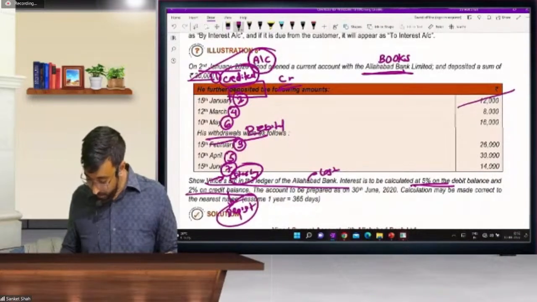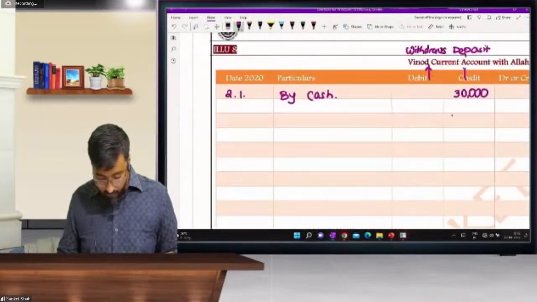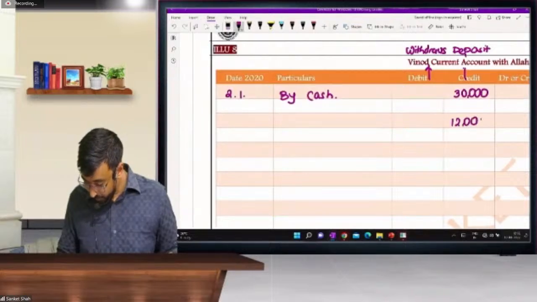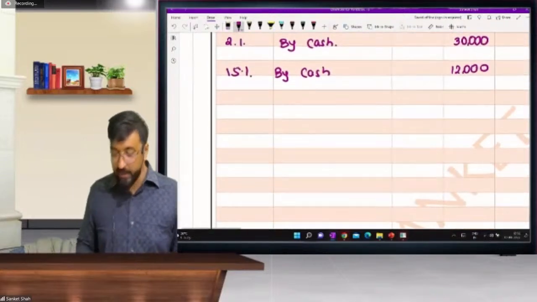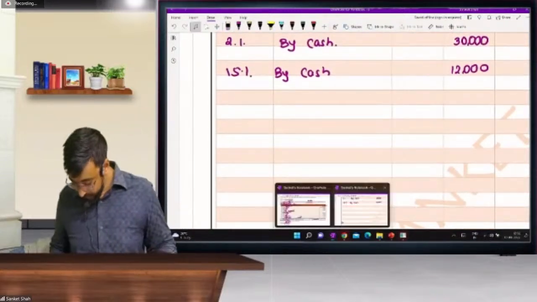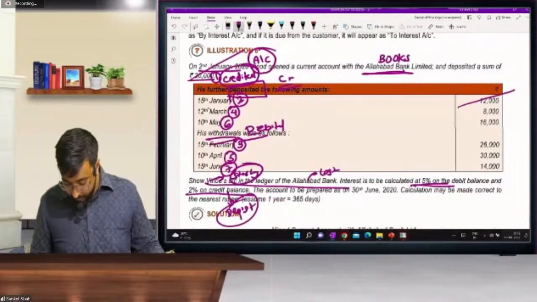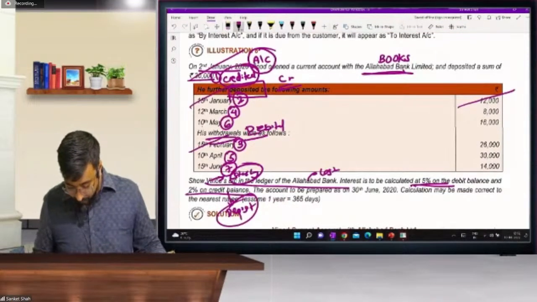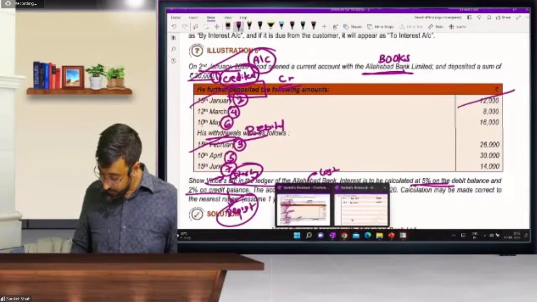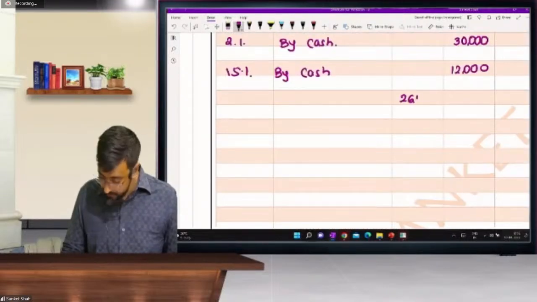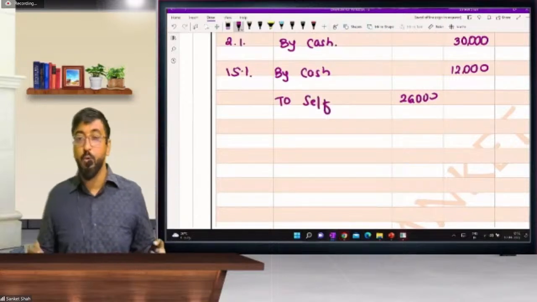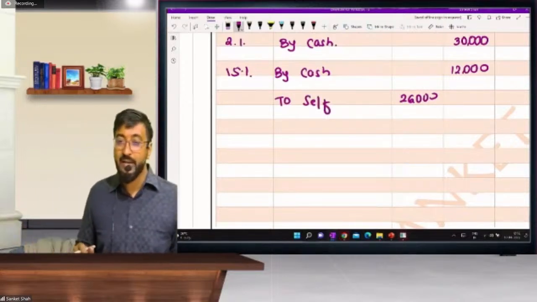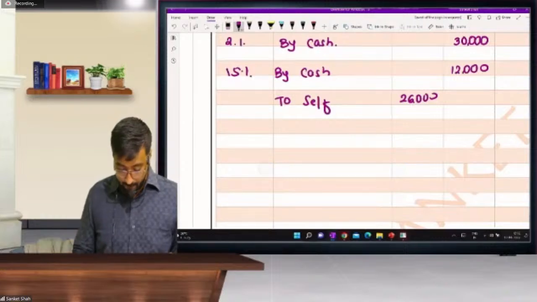15 Jan 12,000 by cash. 15 Jan. लाइन में एक एक लाइन छोड़ते जा रहा हूं. 15 Jan. Skip one line. Then 15 Feb withdraws, debited 26,000. But what you are going to write? To self. Whenever it is withdrawal, to self लिखने का. To self. Bank writes it like to self. Okay. 15 Feb.